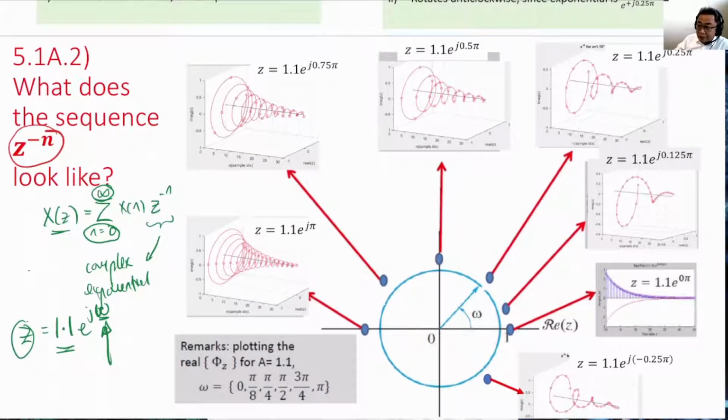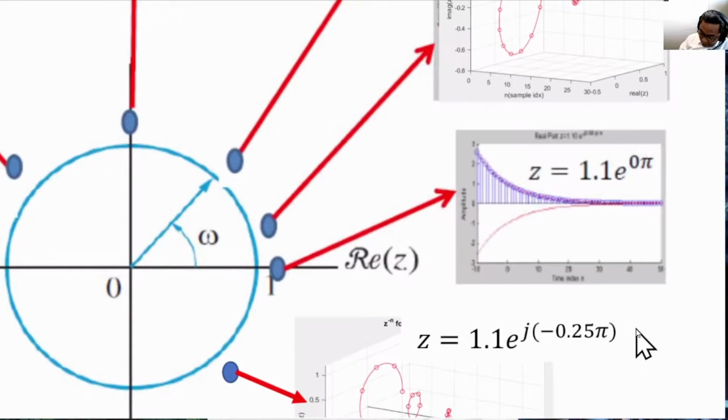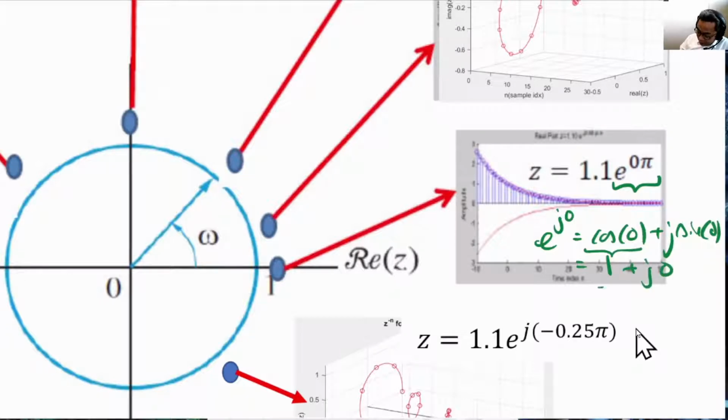So let's plot first with omega equal to 0. When omega equals 0, let us expand this. e^(j0) is equal to cosine 0 plus j sine 0. This is equal to 1, because sine 0 is 0. So we are left with a real number here. So this is 1.1 times 1, which is equal to 1.1. So z is 1.1. 1 over z is 1 over 1.1, to the power of n. So z^(-n) is this expression here.